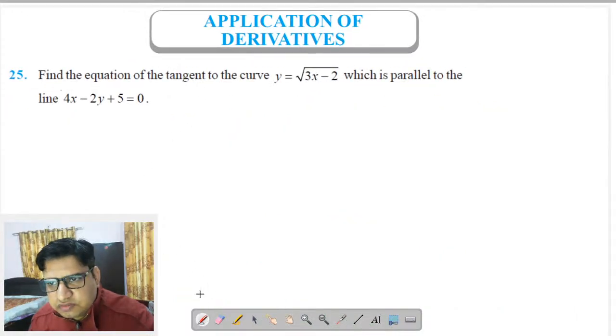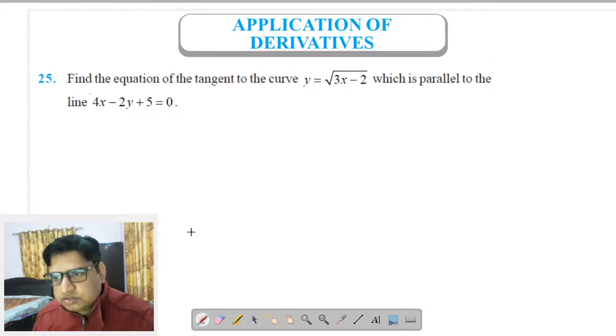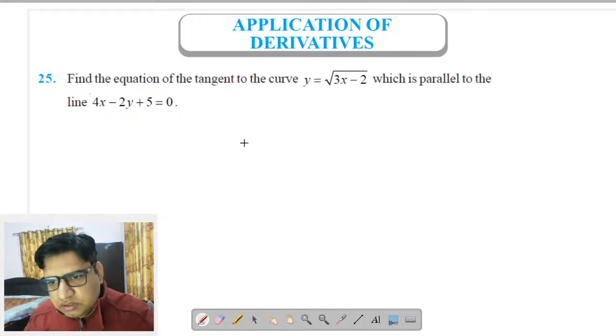Find the equation of tangent to the curve which is parallel to this line. So as we know, when two lines are parallel, they have their slopes equal. So we'll use that property.